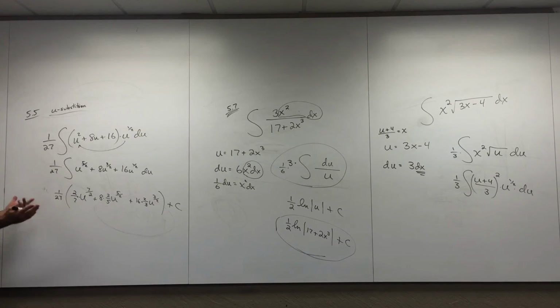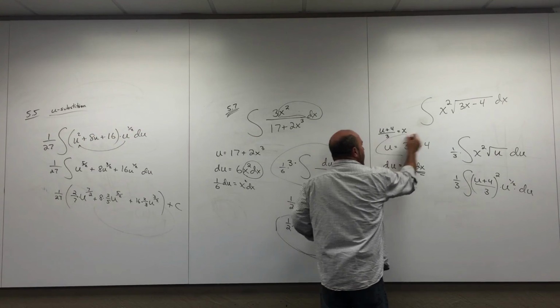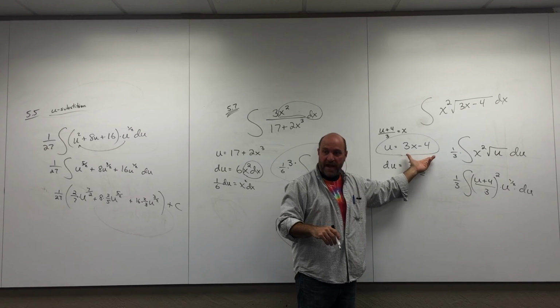I should put my answer back in its original variable. The original variable was x's. Where were they? 3x subtract. All those u's should be represented by what they are. A 3x minus 4.